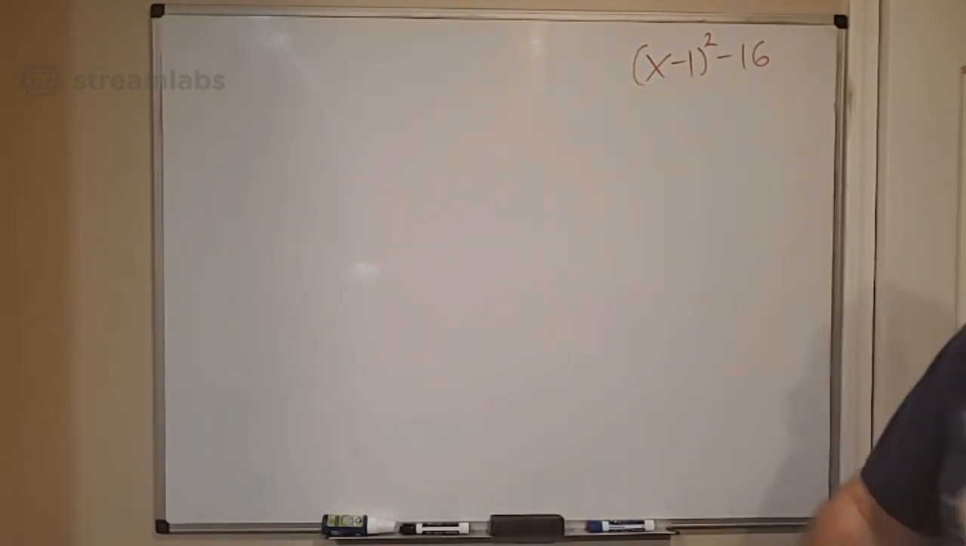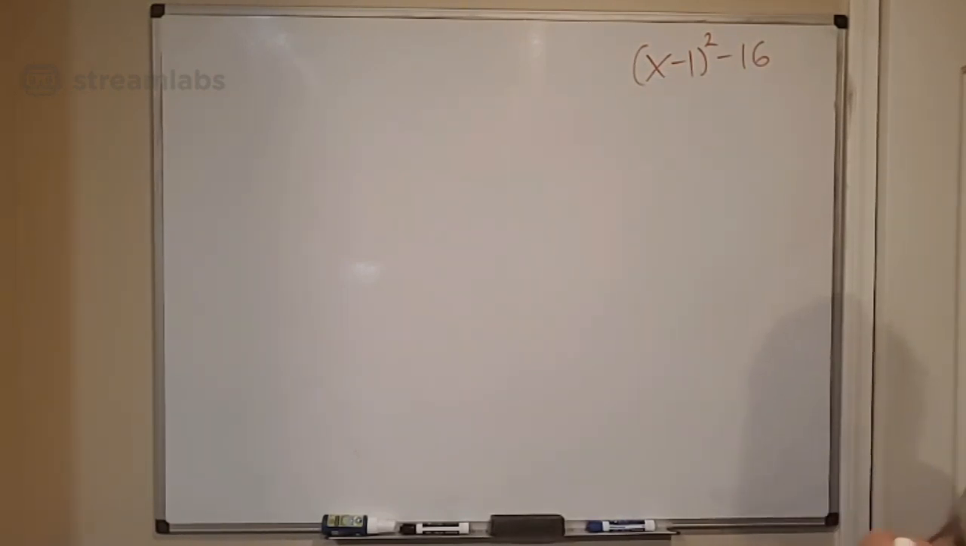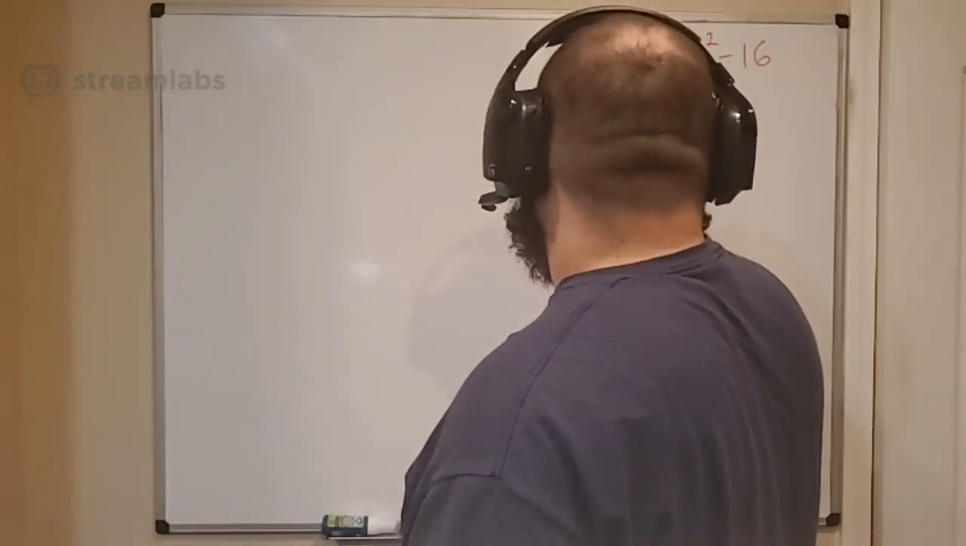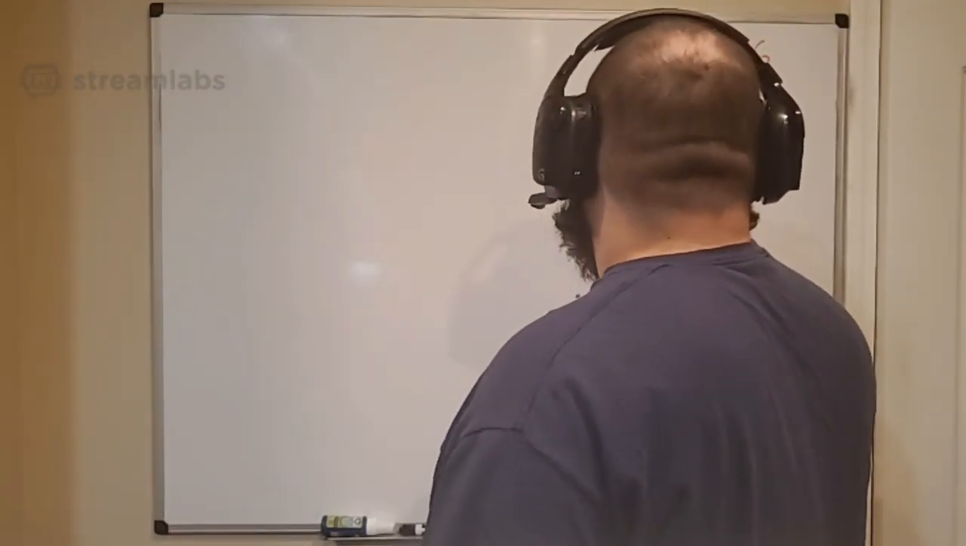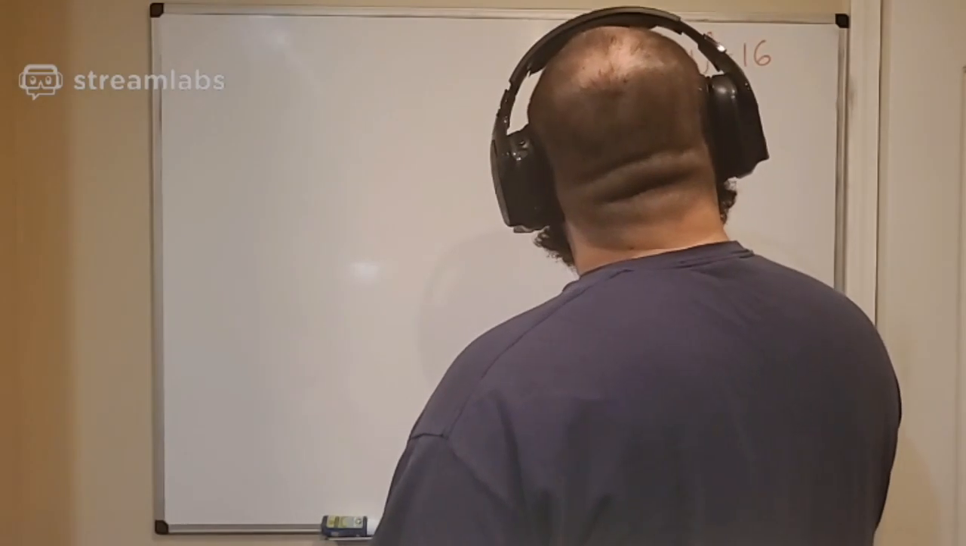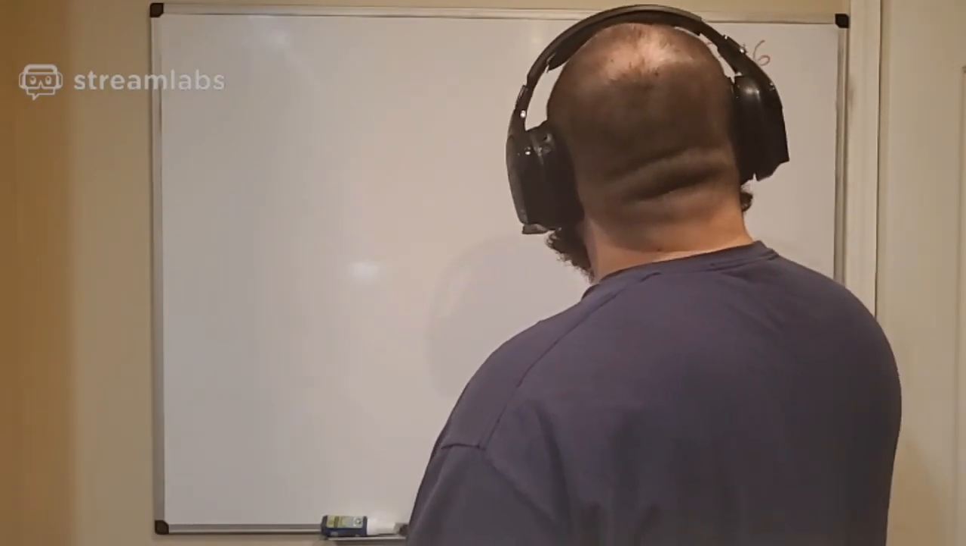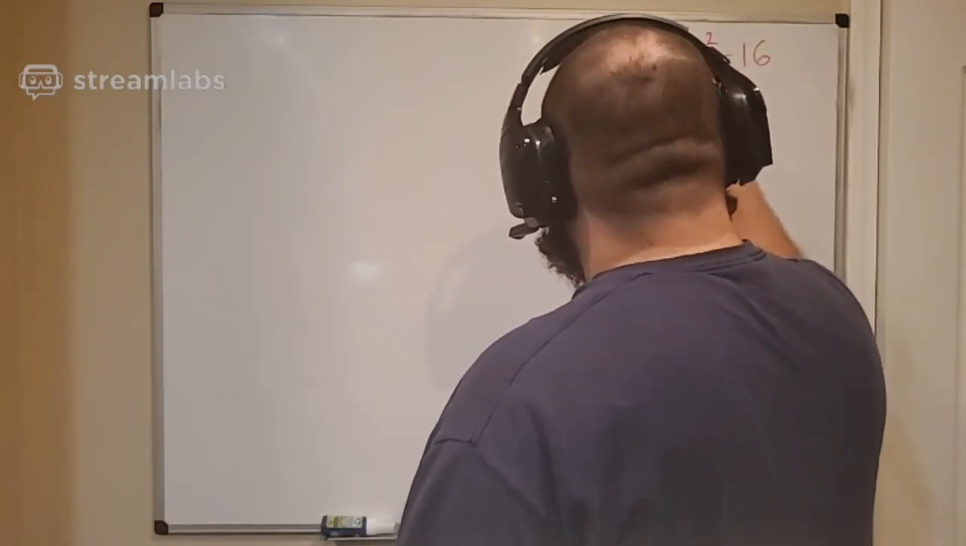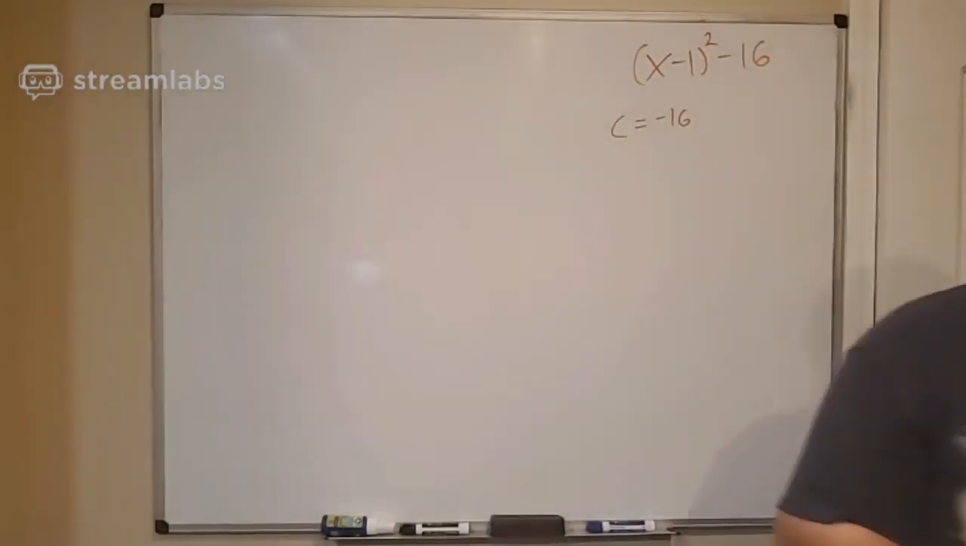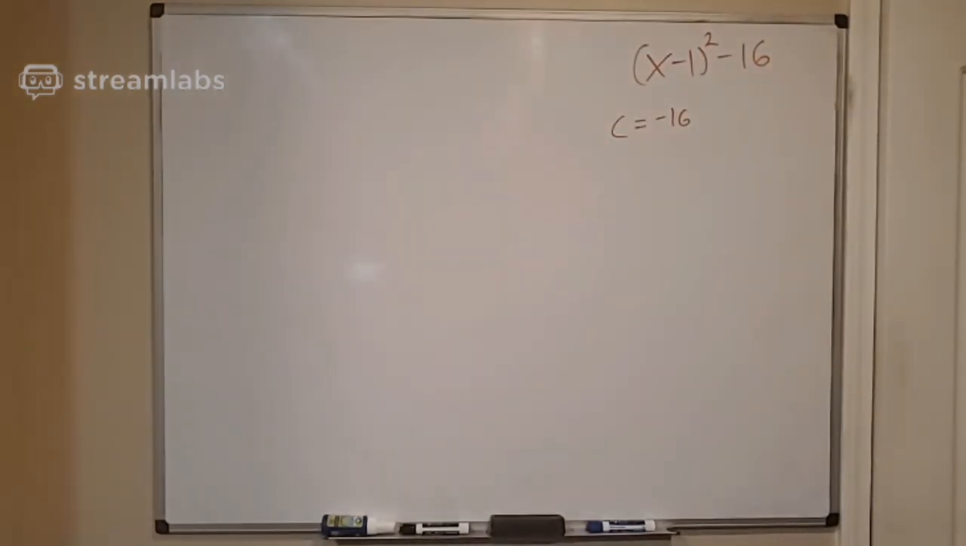And what is the y value of my vertex? Negative 16. Thank you. Don't know how you got 15, but okay. So your vertex, the smallest value of the range C, will be negative 16. So that's the answer to part B.